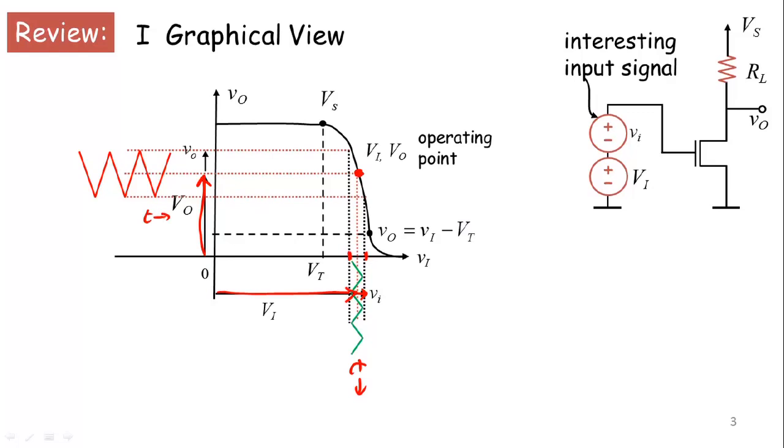Notice that, as usual, this is one boundary of my saturation region, and this is another boundary of my saturation region. So my region of operation is within here. As long as I chose a bias point within that region, I would be able to operate reasonably well.